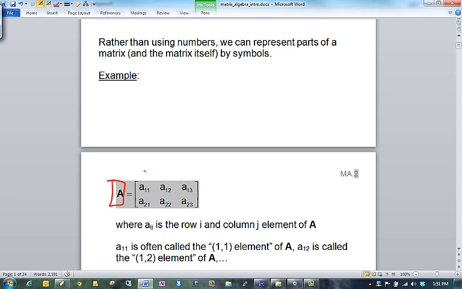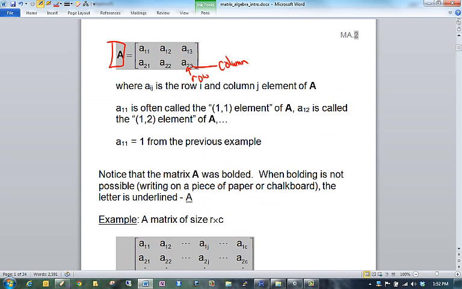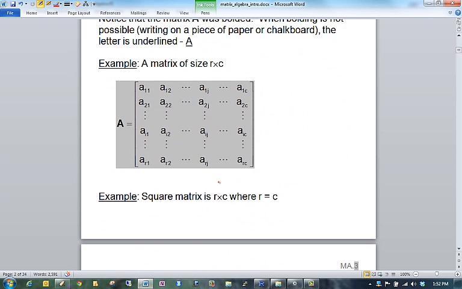Where notice the first number in the index here is the row, and then the second number is the column. This is standard notation in matrix algebra. The first index is always the row, second index is always the column. So for example, a sub 2, 3 is row 2, column 3's element. In a more general sense, we can also have a matrix that's of size, let's say R by C, and that's what's shown there in that illustration.